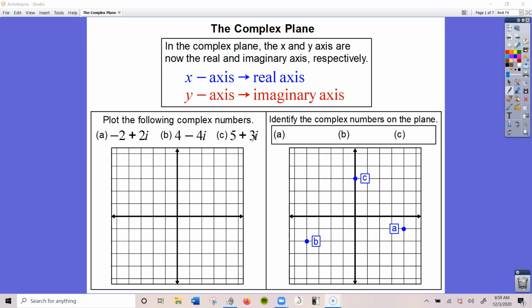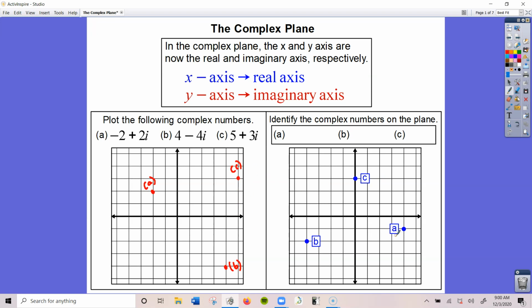These all represent points. So if I wanted to plot -2 plus 2i, that means on the real axis is -2, and then I would go up the imaginary axis 2i. So this would be A. B is 4 minus 4i. That means I would go to the right 4 and down 4. Right 4 because of the positive 4, which is the real number, and down 4 because of the imaginary number. Then 5 plus 3i would be to the right 5 and up 3.